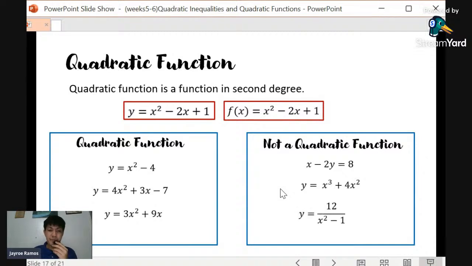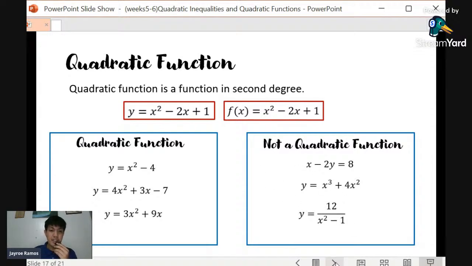Okay, this one. Y is equal to 12 over x squared minus 1. O yan, may squared naman. Ang pinakamataas ay squared dun sa variable. Bakit hindi siya quadratic function? So I will explain this. So this one is called a rational function. Kapag rational function po at nasa ilalim po yung x squared, we cannot consider this as quadratic function. Para ma-consider natin as quadratic function, dapat po nasa ibabaw yung squared. So hindi po pwedeng nasa denominator yung x squared natin. So again, the last example, y is equal to 12 over x squared minus 1. That is not a quadratic function.